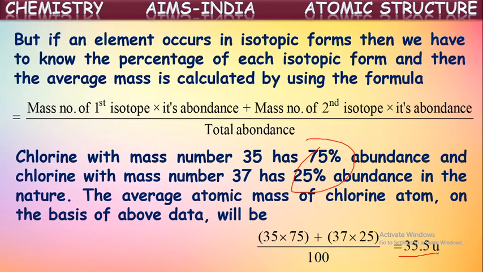So atomic weight is nothing but average atomic mass. It might be in fractions or decimals, but mass number will always be a whole number. Okay.